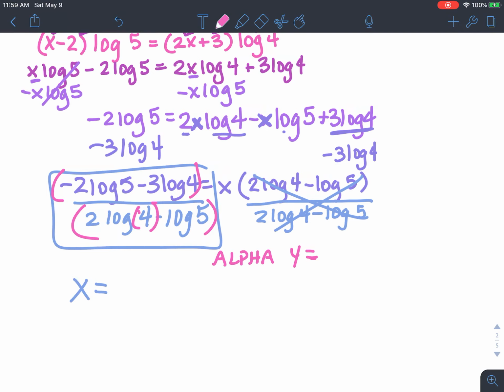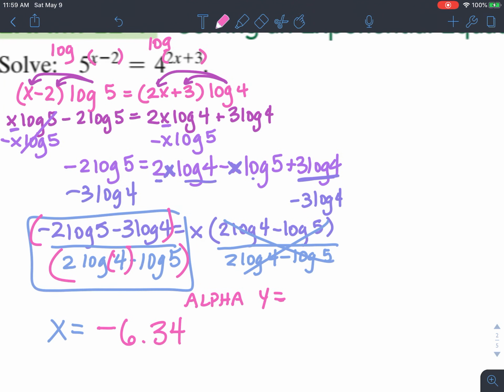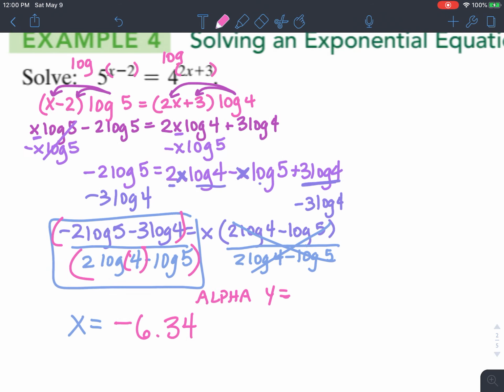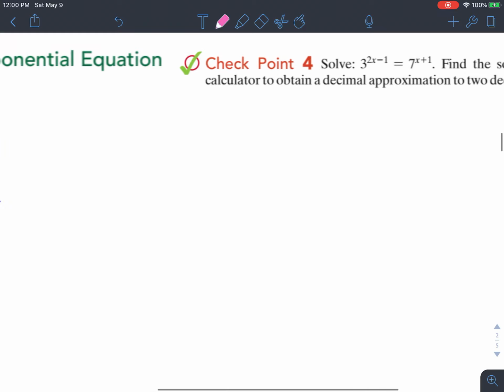Is that a minus on the bottom? Yeah. Log 5. So I got -6 point... Did they tell us what to round to? The next one says 2, so we'll do 2. Okay, I hope you got that too. All right, I know that's a lot, so let's move on.